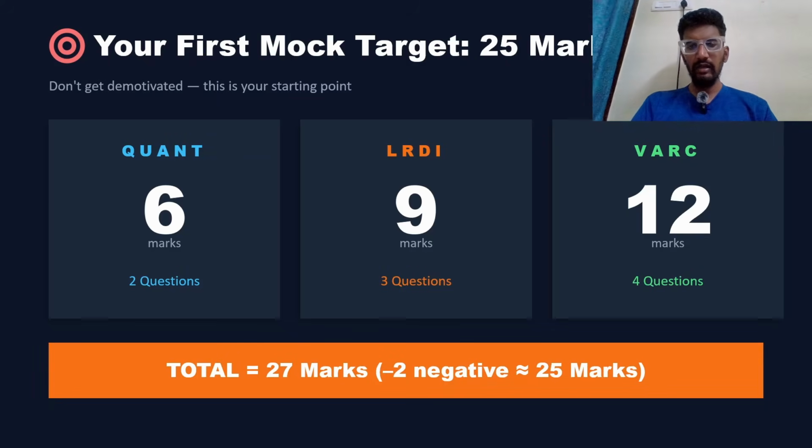Many students think that if I am scoring only 25 marks, I am finished. Guys, you are not finished. A score of 25 marks in your first mock is perfectly normal. Let's break it down. For quant, if you solve two questions correctly, you're going to get 6 marks. LRDI, one set completely, you're going to get 9 to 12 marks. VARC, if you solve 4 questions, you're going to get 12 marks. The total becomes 27 to 30 marks. After negative marking, you might end up around 25 to 27 marks, and that's absolutely fine, guys.